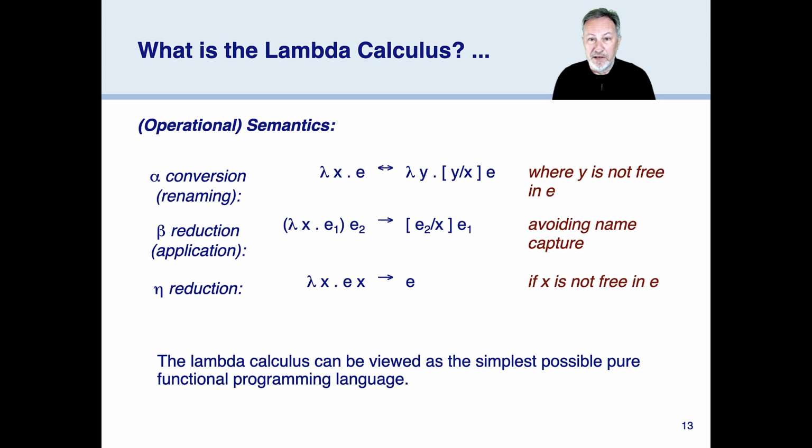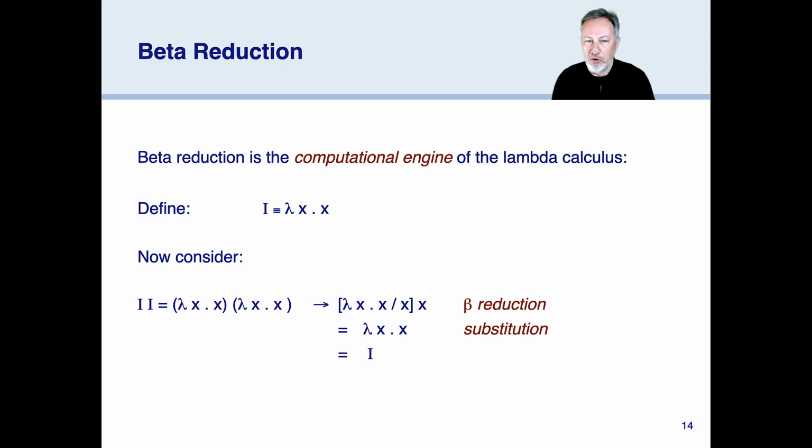So the lambda calculus in the end can be viewed as the simplest possible pure functional programming language. Now let's dive a little bit closer and look at all of the details, look at each of these steps in more detail. So beta reduction is the most important of these semantic rules. And as I said, it is the computational workhorse, the engine of the lambda calculus.